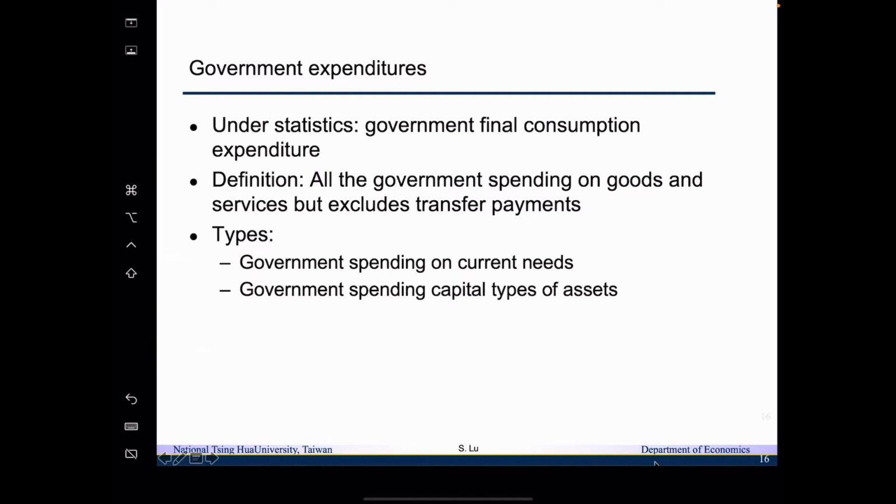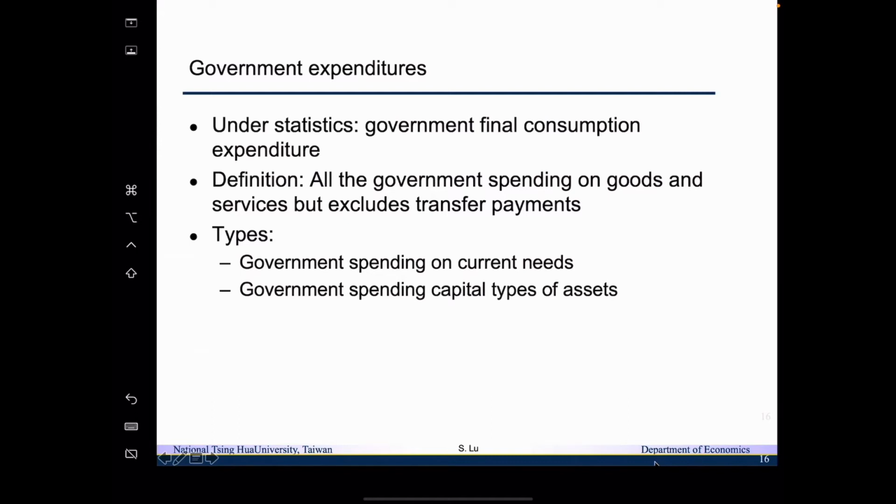So when we look into the detail of the government expenditure, we know there are several types. One is the government spending on current needs, which includes the salary payment to the government employees. That spending is counted as government expenditure. The second type is the government spending on capital types of assets. For example, when the government builds the airports, the highways, the bridges, they also count as the government expenditure.